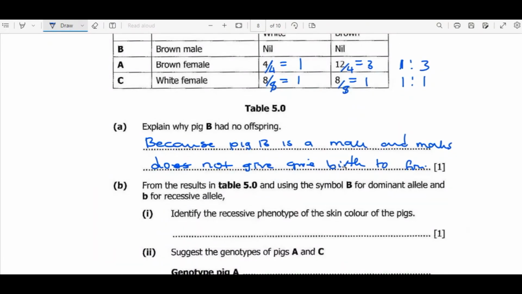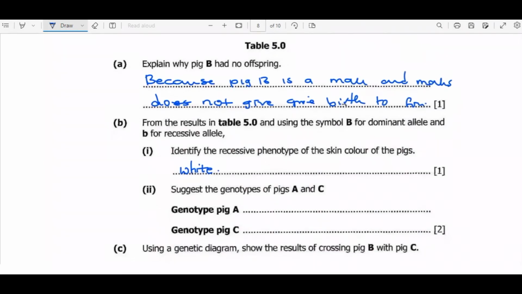Now B, from the results in table 5.0, then using the symbols B for dominant allele and b for recessive allele, identify the recessive phenotype of the skin color. So the recessive is the one that is weaker in terms of expression, and it can only be expressed in a homozygous situation. So the recessive is white. You can see from the numbers that white is recessive, because even the white female had some brown offspring.